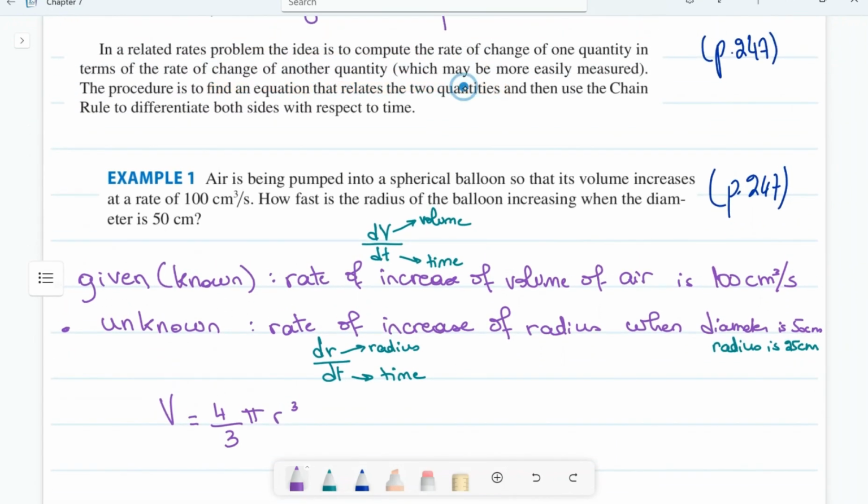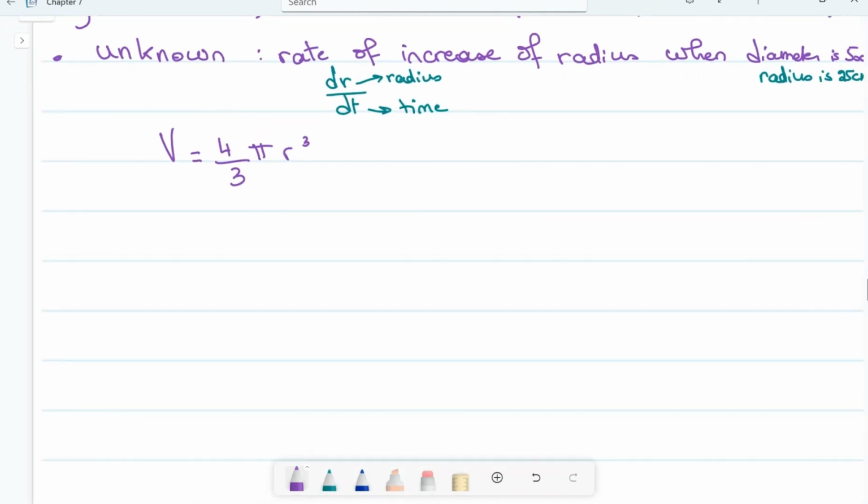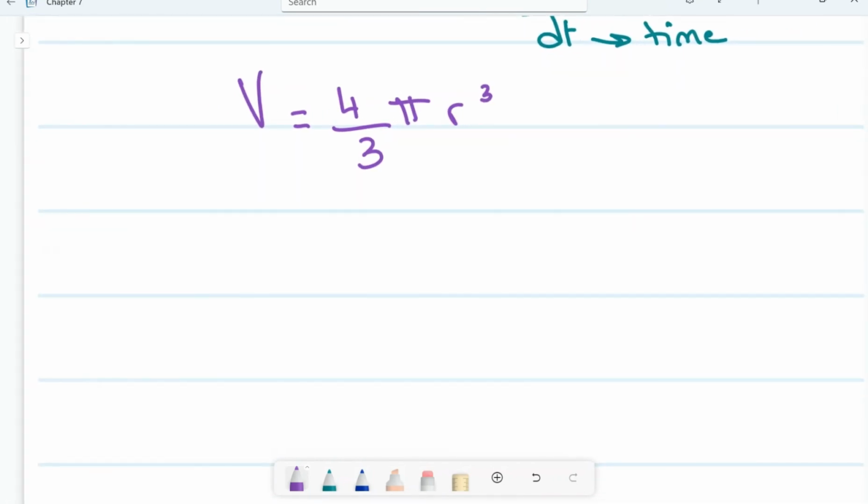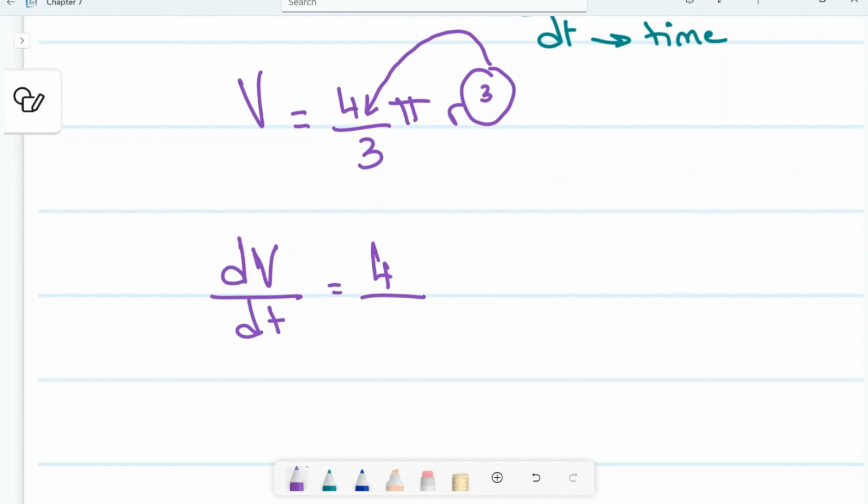Now again, let's go back to the rule up here. It says, use the chain rule to differentiate both sides with respect to time. Notice it's with respect to time that we're differentiating. So let's differentiate both sides. On the left-hand side, we get dV/dt. On the right-hand side, we send the power 3 down, and we get 4/3 times 3 pi r squared. The 3 and the 3 cancel out, so this is 4 pi r squared.